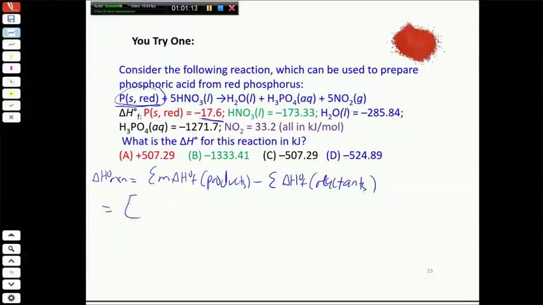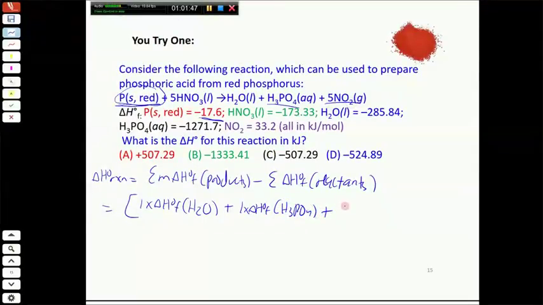And we just have to start writing those out. So on the reactant side, we have 1 mole of red phosphorus. Sorry, we're going to do products first. Let's do 1 mole of water times this delta H of formation. So it's going to be products minus reactants, so we'll do products first so we don't mess up the signs. 1 times the delta H of formation of water, we form 1 mole of phosphoric acid, so 1 times the delta H of formation for phosphoric acid. And then we form 5 moles of NO2, nitrogen dioxide. So that's going to be 5 times the delta H formation for NO2.